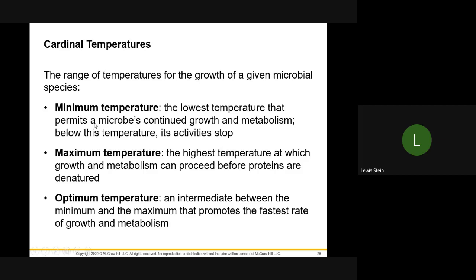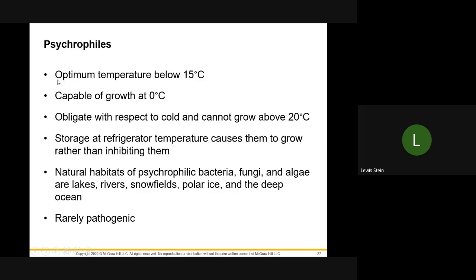The lowest temperature is the minimum. The maximum is the highest temperature before proteins are denatured. And again, lethal is very close to optimal, somewhere in between. So these are the categories we have.